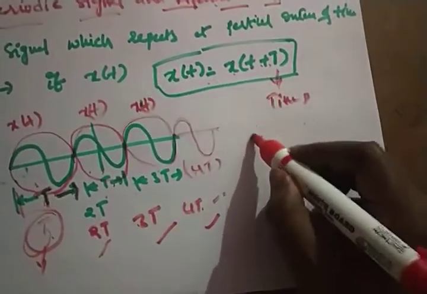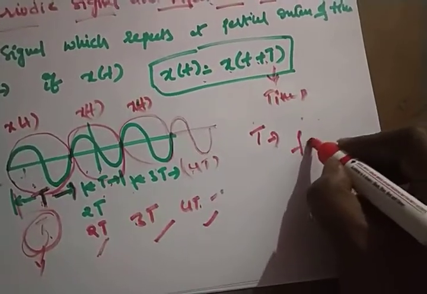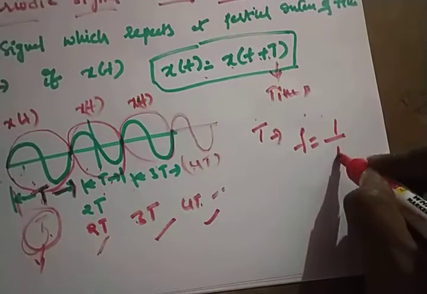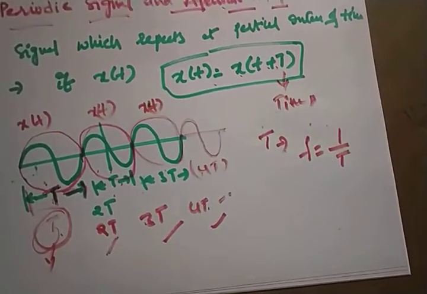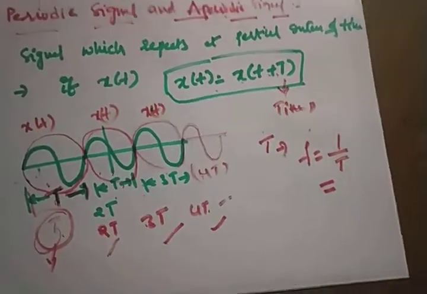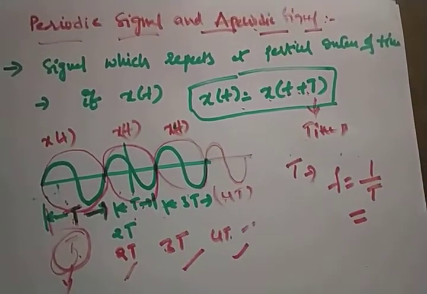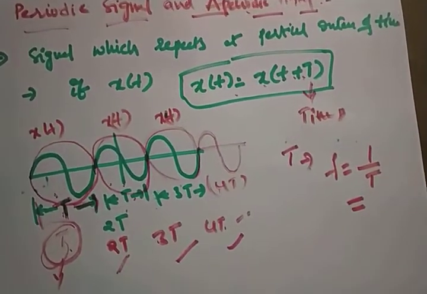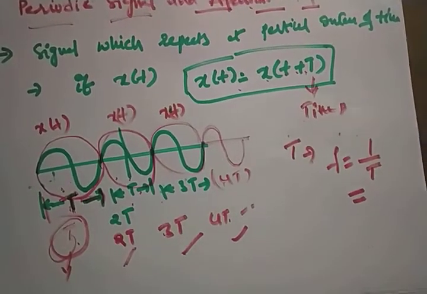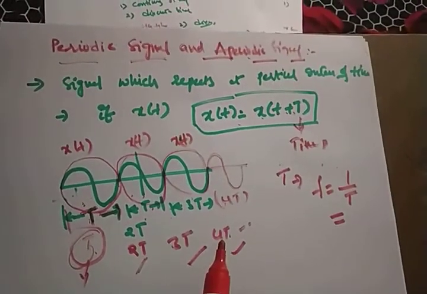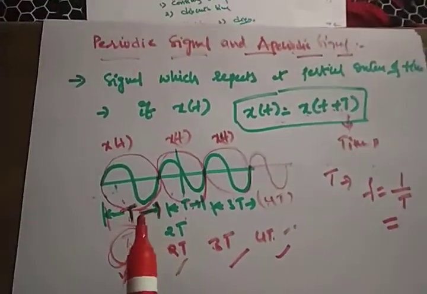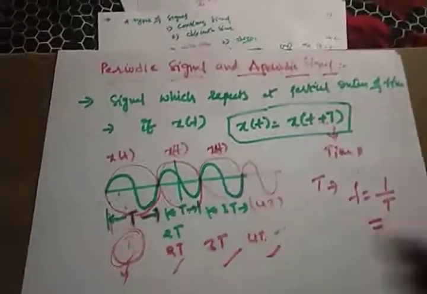If you know the time period, you can easily find the frequency of a signal. So what is that frequency? 1 by T. So we call it the frequency of the signal. So if the signal is periodic, you have to find out the time period at which that signal repeats itself. This is about periodic signals.